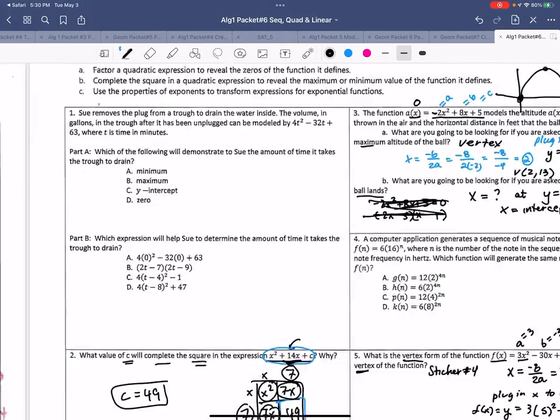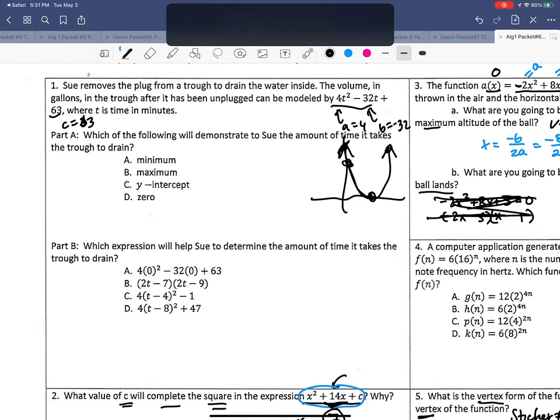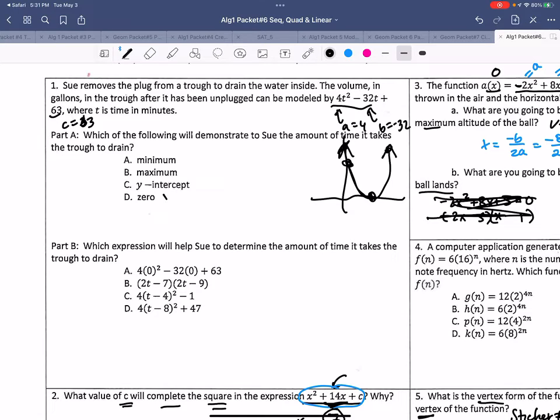Okay, let's look at question number 1. Sue removed the plug from the drain. The volume is in gallons. Here's the model. Okay, so the model is a smile, right? Because a is positive, a is 4, b is negative 32, and c is 63. Which of the following would demonstrate to Sue the amount of time it takes for the drain to empty? So t is x. So here it would go down, right? So that's going to be the amount of time it would take to drain. It doesn't look like it's my intercept. Here it looks like, when is the drain at the minimum amount?